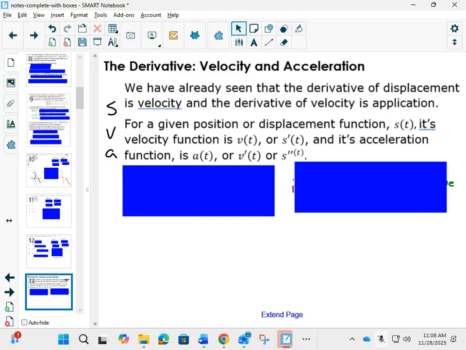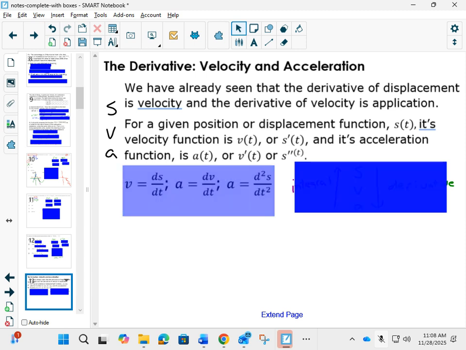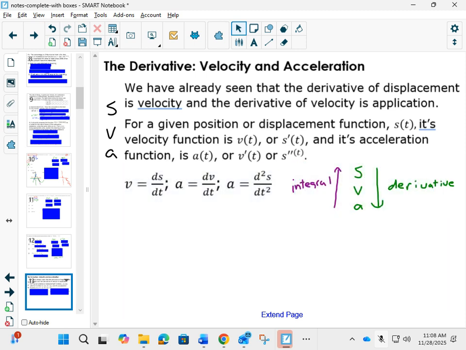So velocity is just the derivative of displacement. Acceleration is just the derivative of velocity, or the second derivative of your displacement. And going this direction is our derivative. Going backwards, which we're going to find later, is our integral.